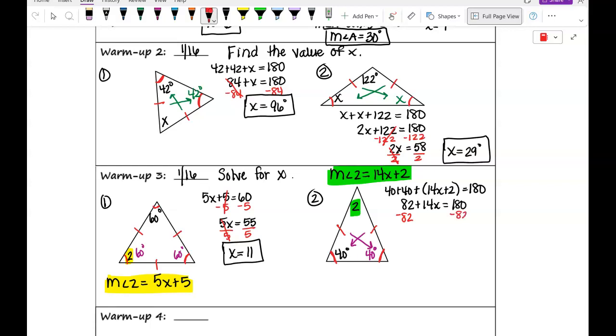Subtract 82 from both sides. What does 14x equal? 98. Divide both sides by 14. And what does x equal? 7.